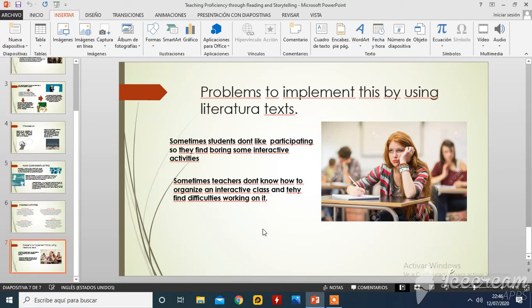Also, sometimes teachers don't know how to organize an activity or an interactive class, and then these difficulties arise. Well, that's all.